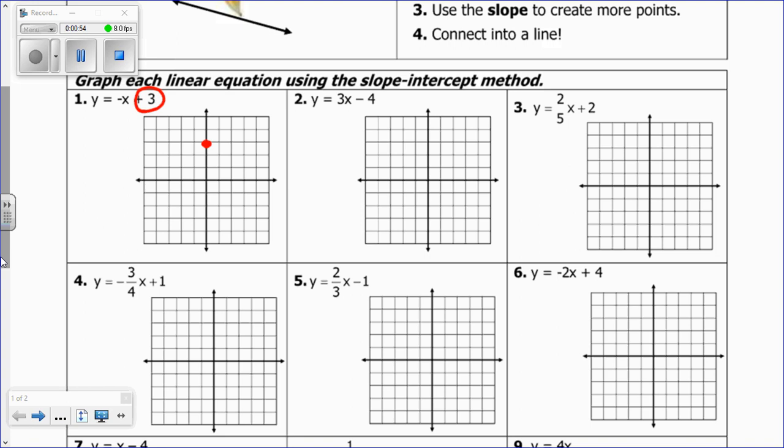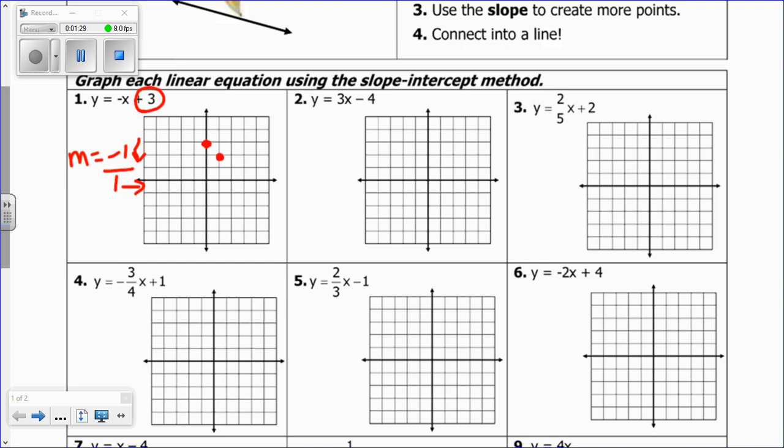Next, we know that our slope is -1, which is -1 over 1, okay? And so I like to use arrows to kind of identify the direction we need to move. So a -1 in the rise means we need to go down, and a +1 in the run means we need to go to the right. So now from our y-intercept, to get more points, we're going to go down 1, right 1, and plot a point there.